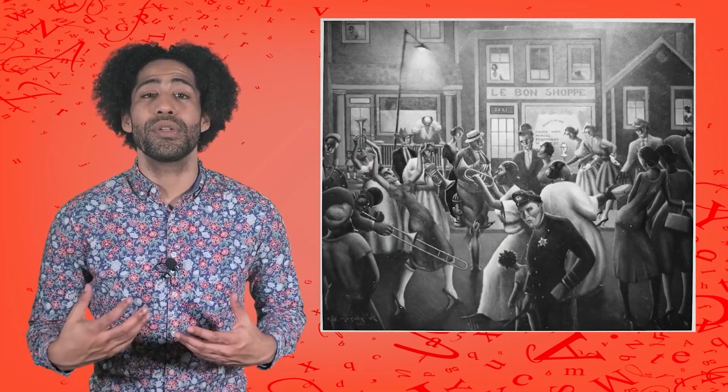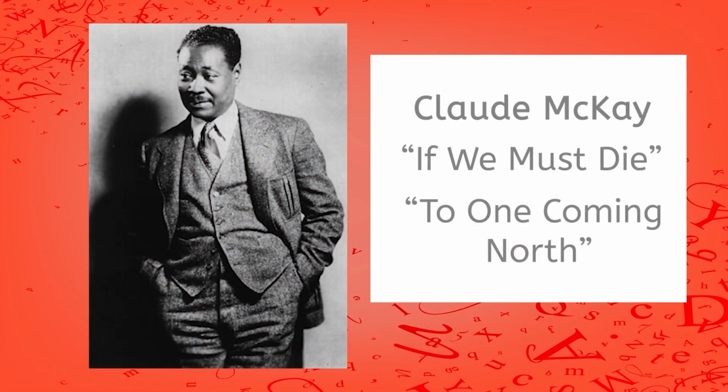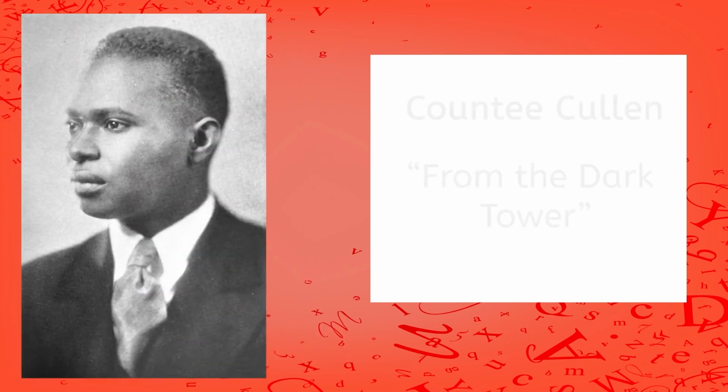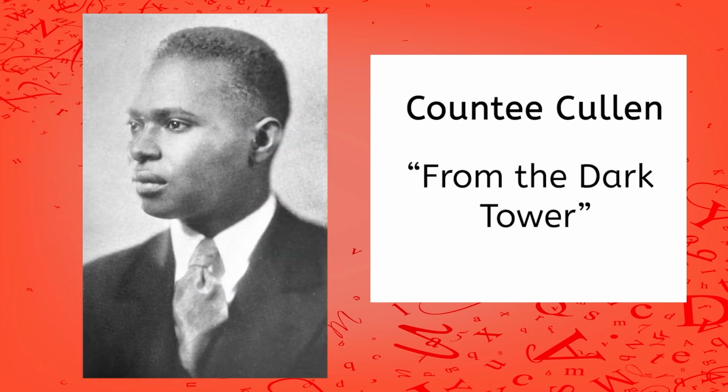There was an explosion of creativity in art, music, and literature that resulted in the Harlem Renaissance, and we met some of the literary leaders of this cultural revolution. There's Claude McKay, a Jamaican-born poet who uses traditional poetic structures to convey progressive themes in works like If We Must Die and To One Coming North. Remember Countee Cullen? He integrated traditional literary forms to create poems like From the Dark Tower.